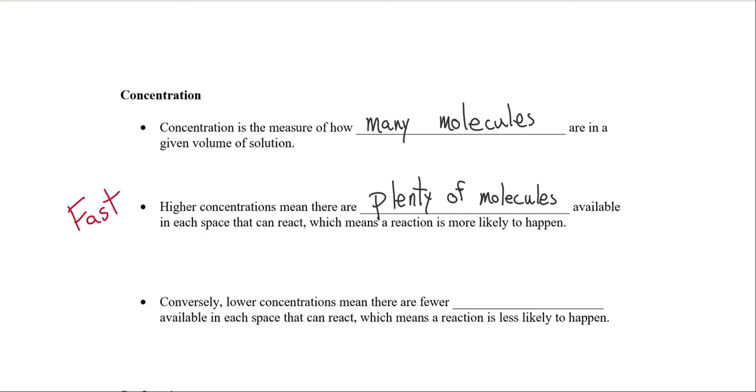Conversely, lower concentrations means that there are fewer molecules present. And these fewer molecules available in each space means that there are fewer available to react. And that means there are going to be fewer reactions. Fewer reactions means that it is going to make a slow rate of reaction.